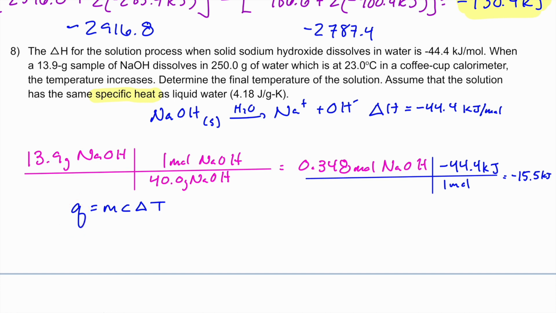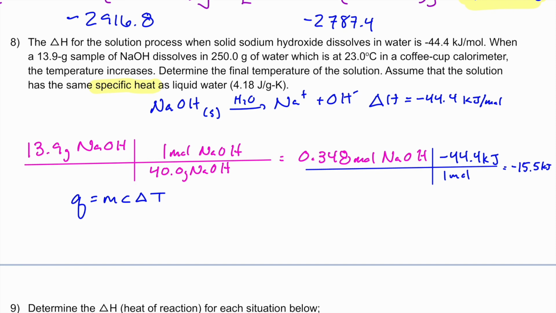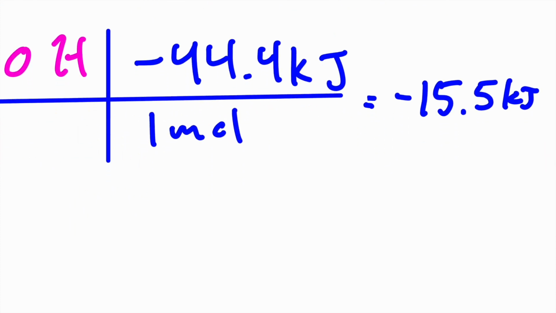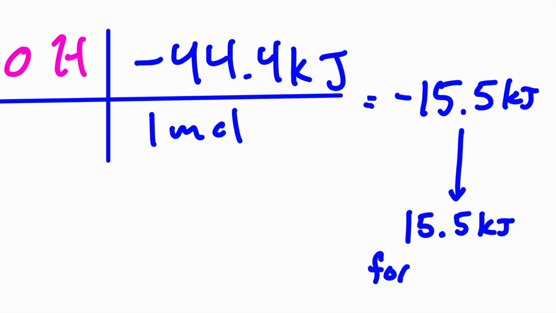So Q is joules, right? The only joules I have are right there, and this is from the system. So you got to remind yourselves, if this is from the system, then I'd have 15.5 kilojoules for the water, because the thermometer's got to read it. So the energy is going to go up in the water.